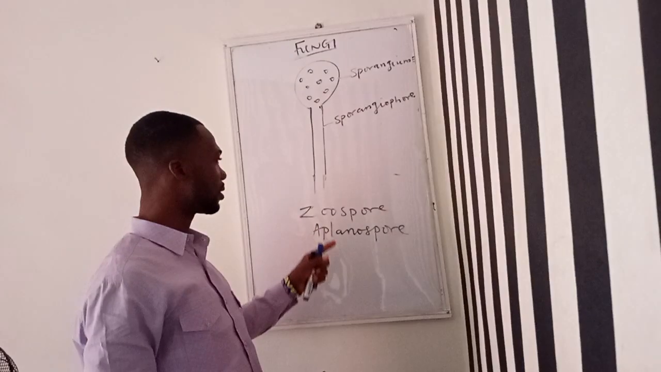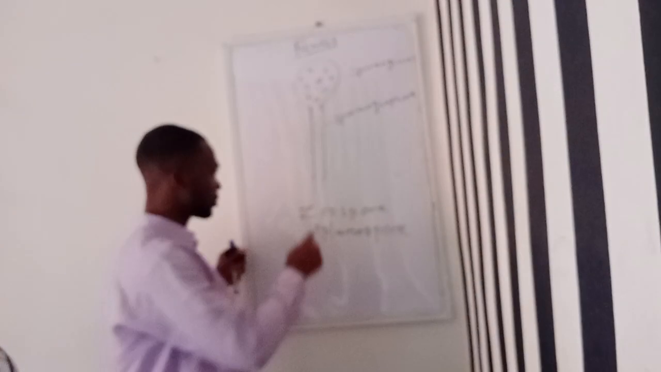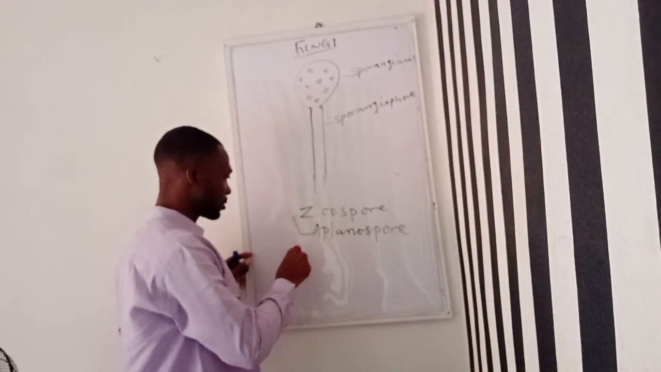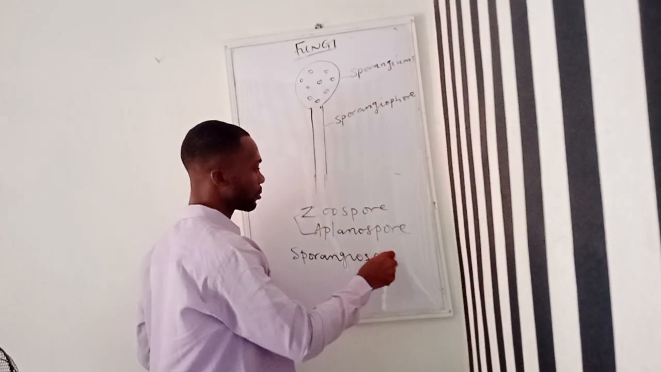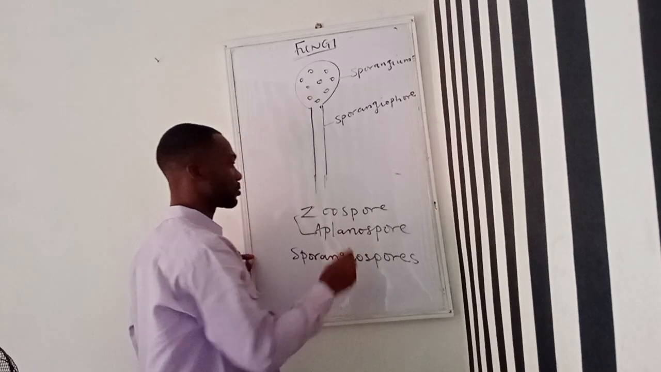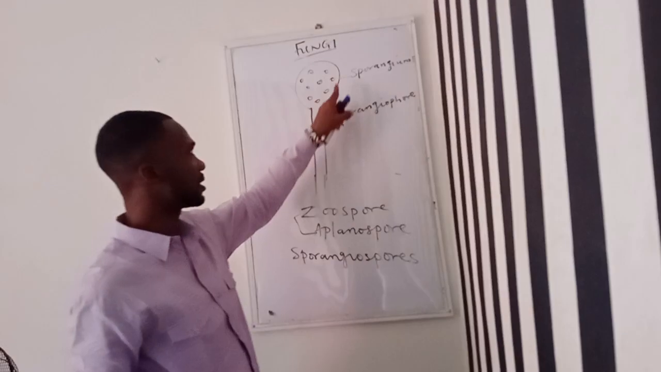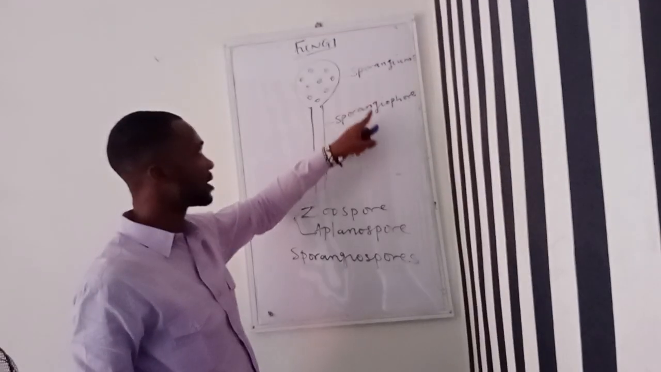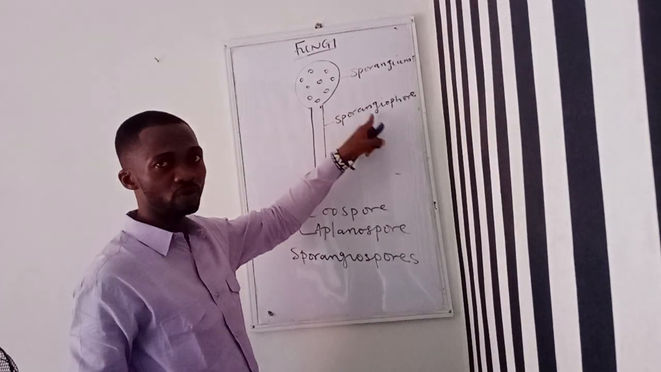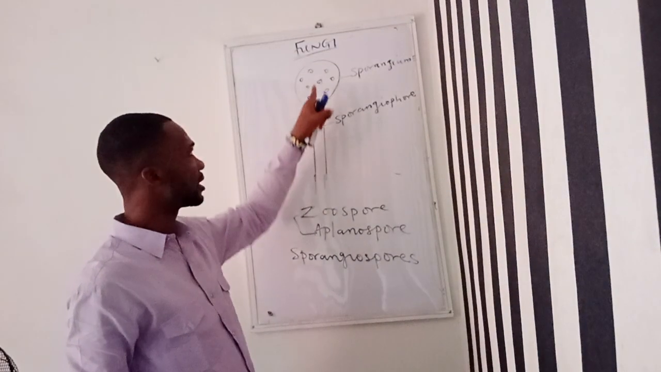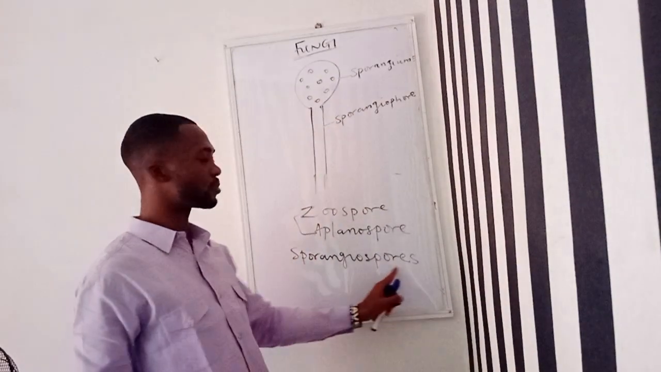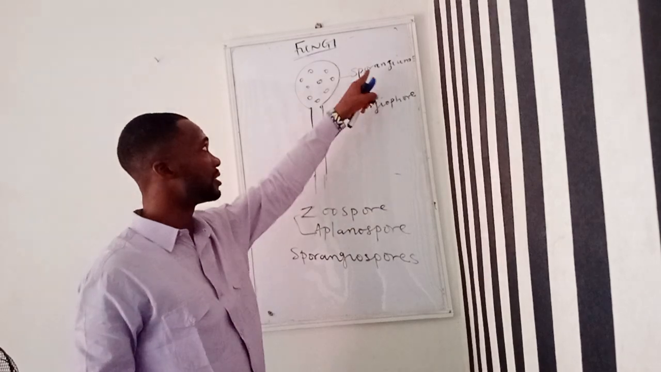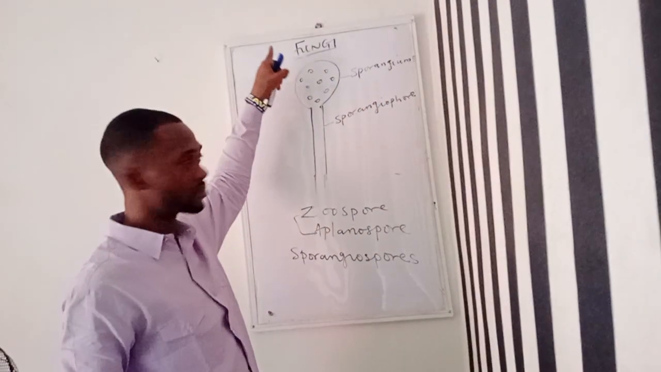Both the zoospore and aplanospore constitute what we call sporangiospores. But the reproductive branch that is carrying the sporangium is called sporangiophore. Then these spores are called sporangiospores, and the sac-like structure carrying the spores is called sporangium.